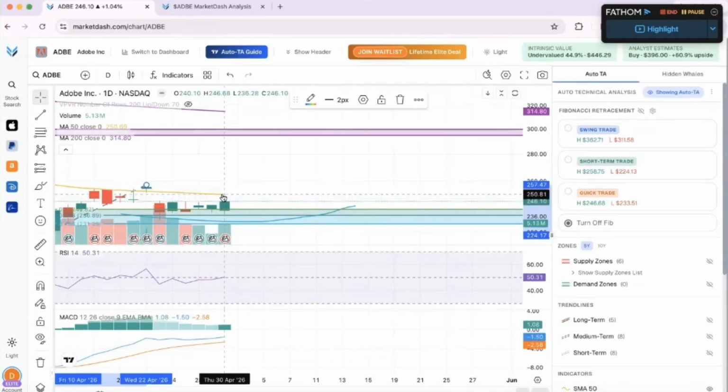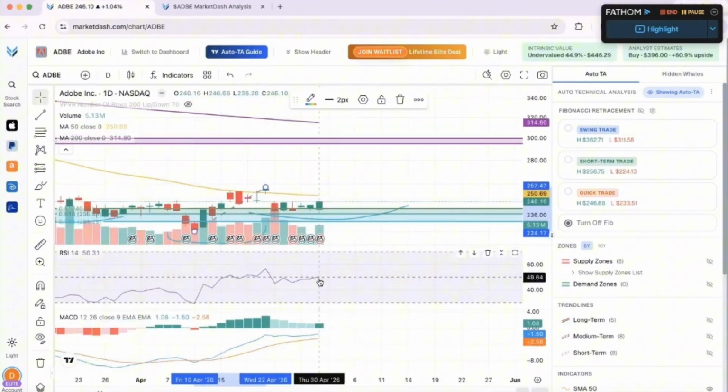So the big level that needs to break is around this 50 simple moving average, but it looks like it's doing so. On the RSI, like I said, we are crossing 50. So thinking about the RSI, when the RSI crosses over 50, you tend to get a lot of bullish momentum in a lot of stocks. So the likelihood of bullish momentum increases from this standpoint.